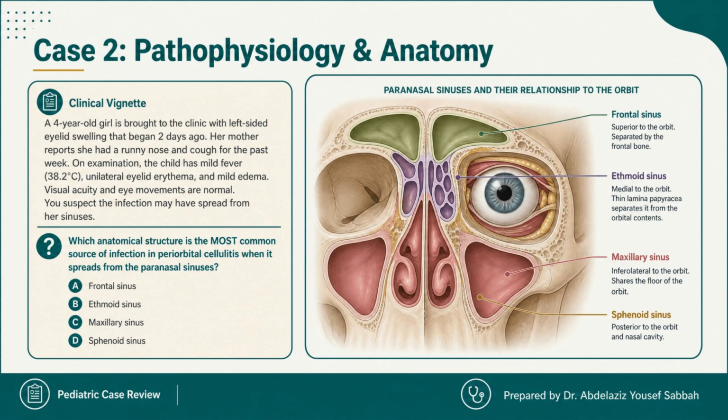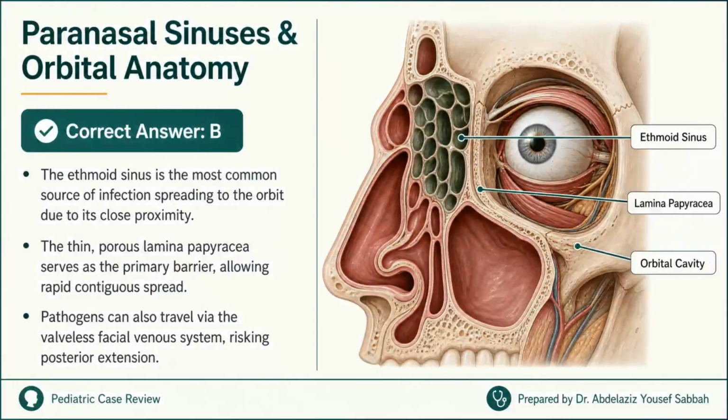Which anatomical structure is the most common source of infection in periorbital cellulitis when it spreads from the paranasal sinuses? Option A, frontal sinus. Option B, ethmoid sinus. Option C, maxillary sinus. Option D, sphenoid sinus. The correct answer is option B, the ethmoid sinus.